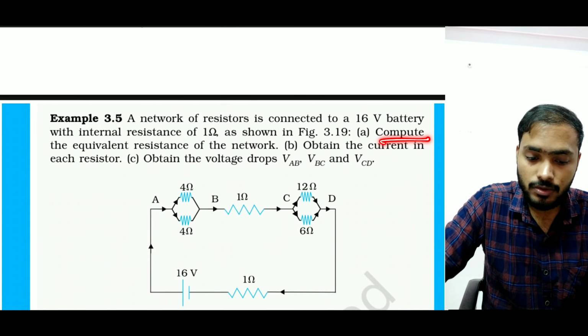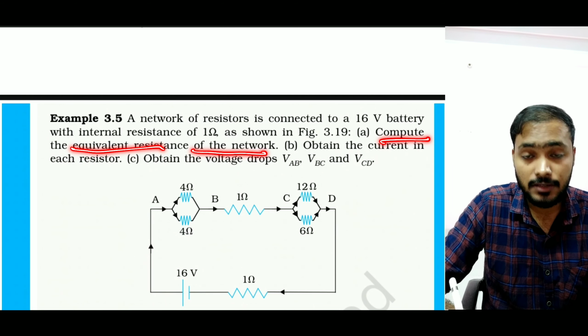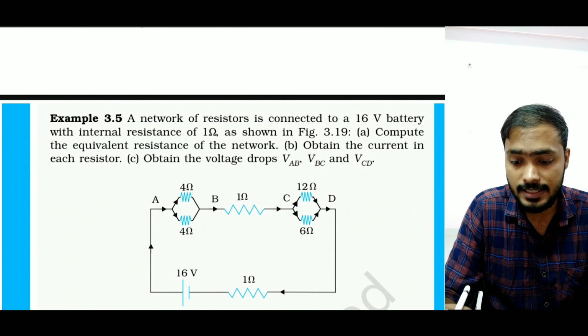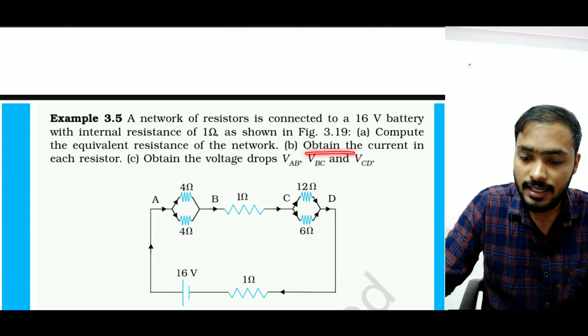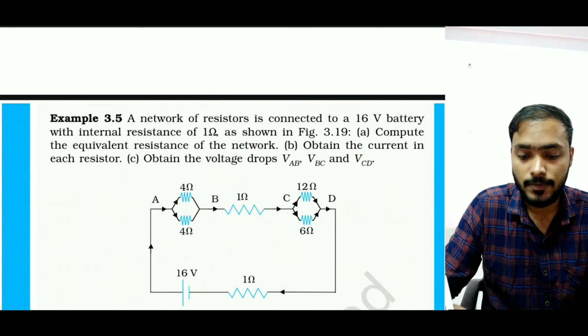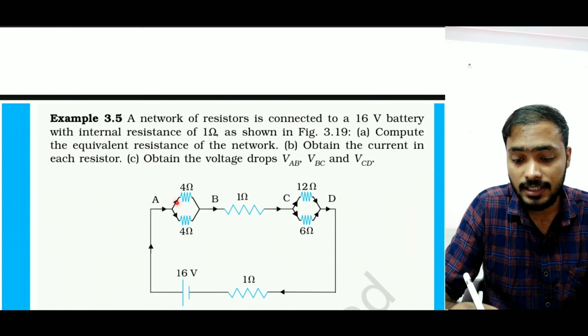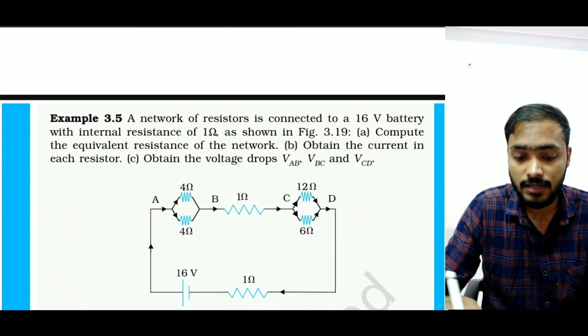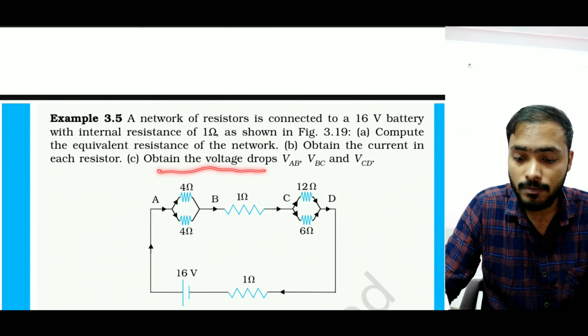Okay, compute the equivalent resistance of the network. So you have to find out the equivalent resistance of the network, first thing. Secondly, obtain the current in each resistor. You have to find out the current in each of these resistors. Okay, great, we'll try to do that. Obtain the voltage drop across VAB, VBC and VCD.